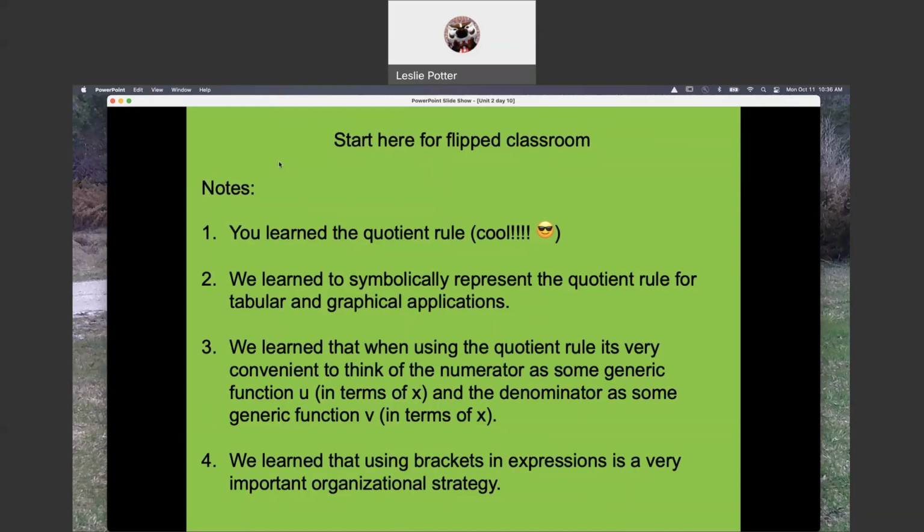We also learned about symbolically representing the quotient rule for tabular and graphical applications, just like we did with the product rule. When using the quotient rule, it's very convenient to think of the numerator as some generic function u in terms of x, and same with v in terms of x. We also learned that using brackets in the expression is a really good organizational strategy. On the word wall, I've got the derivative rules with the product and quotient rules right above there at the end.